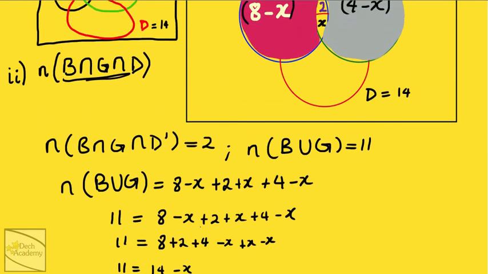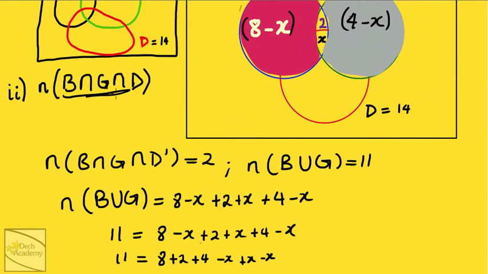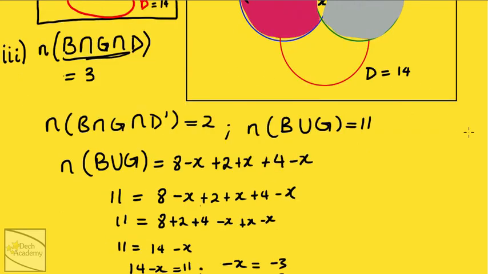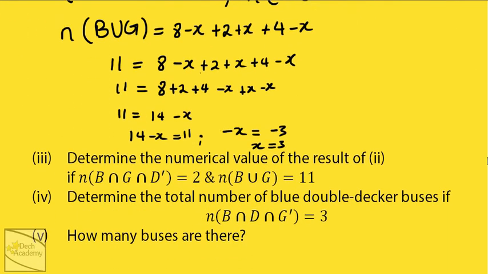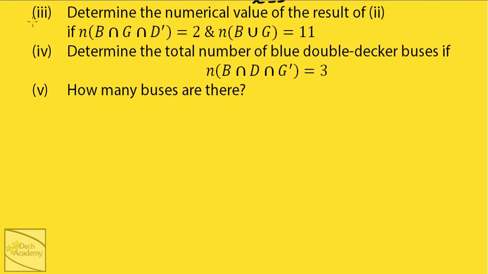So because x is 3, the intersection of B, G, and D has 3 elements. So now to part 4. Part 4 asks for us to determine the total number of blue double-decker buses. So we need to determine the number of elements in this set, B and D. We need to find that.